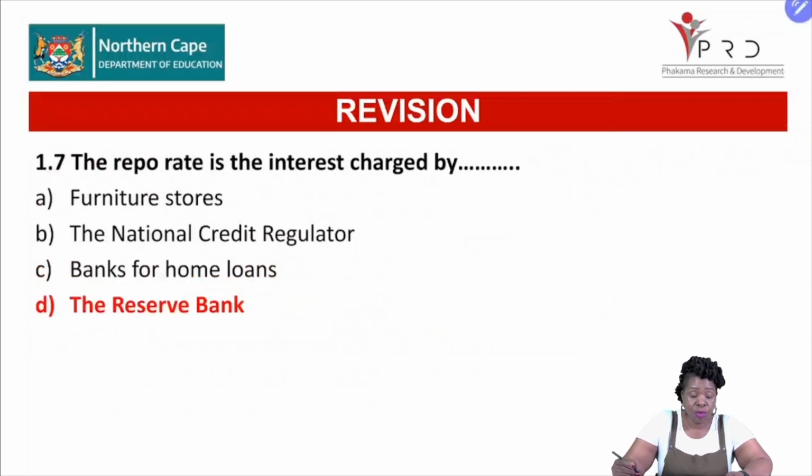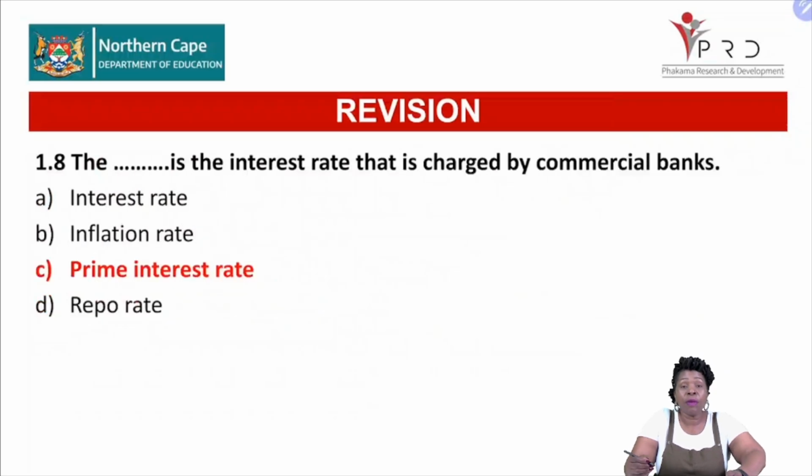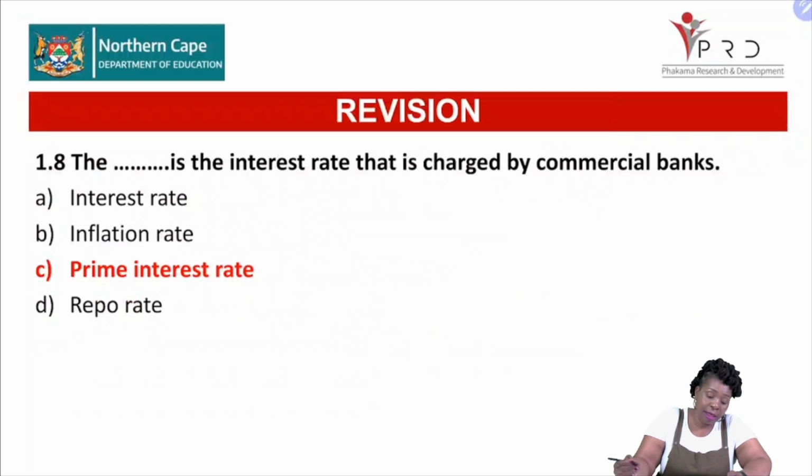Right, let's go to 1.7, which says the repo rate is the interest charged by, right? The repo rate is charged by the Reserve Bank. So our answer there is D. And then let's go on to 1.8, which says the dash is the interest rate that is charged by commercial banks, so our answer there is C, which is the prime interest rate.